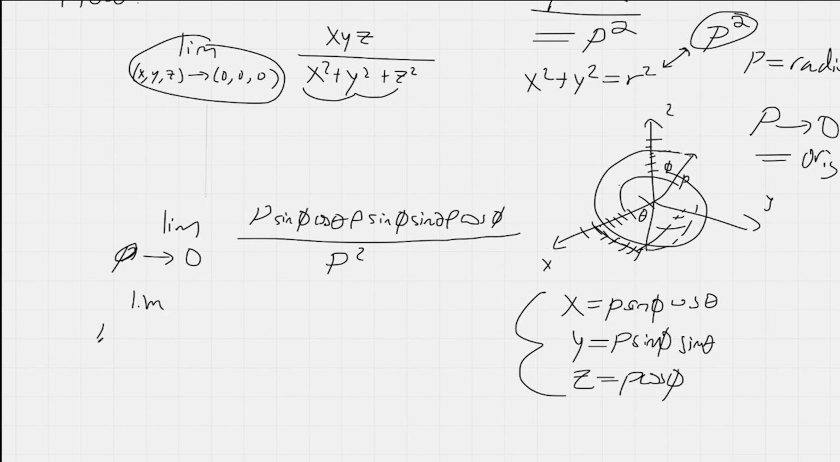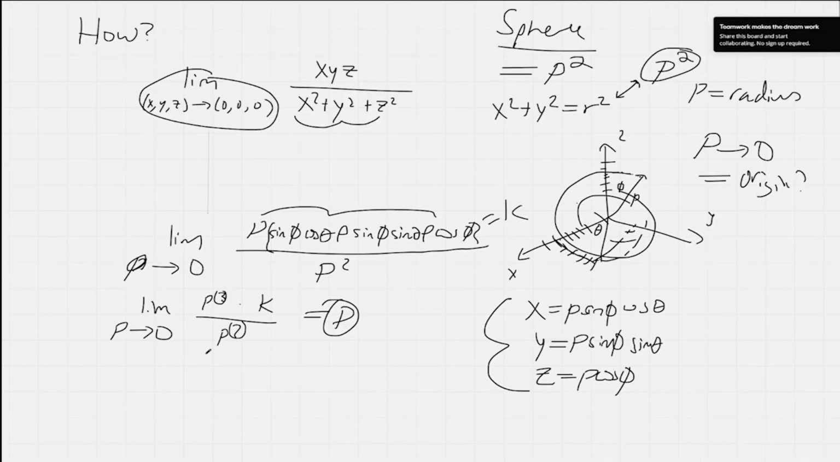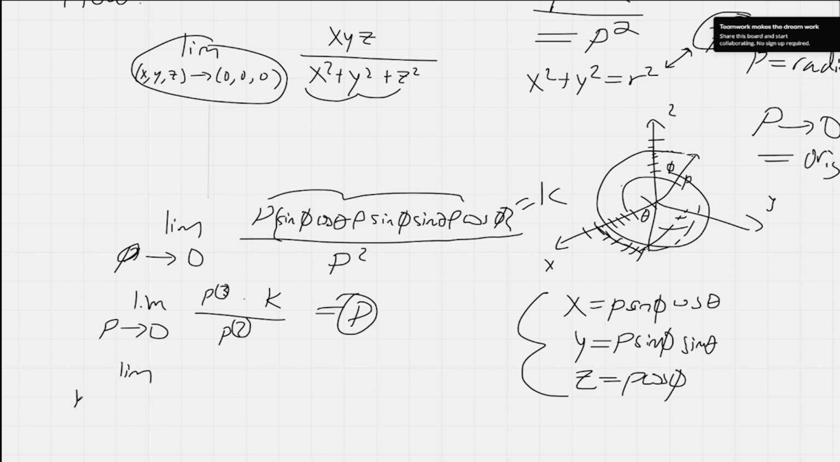We have the limit as rho approaches 0. Rho cubed if we multiply these all together. And then we get the rest of this junk, which I'm going to symbolize with the letter K. It's just symbolizing junk. So rho cubed times K, which is all the trigonometry, over rho squared. Now rho cubed over rho squared just equals rho, right? So we can say the limit as rho approaches 0 of rho times K. Well, K still is the trigonometry.